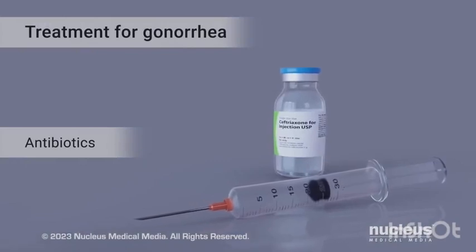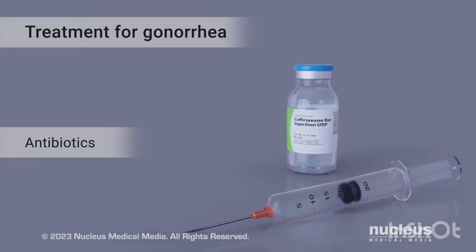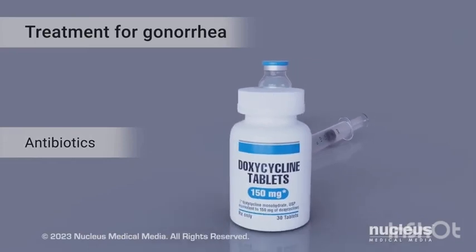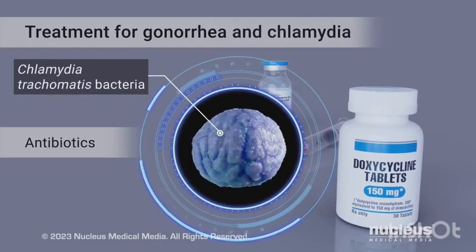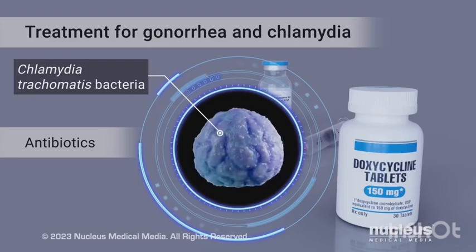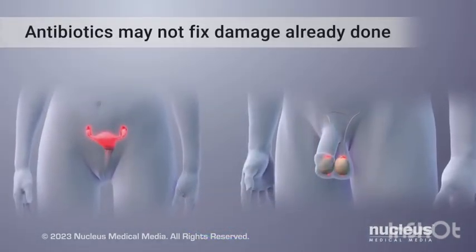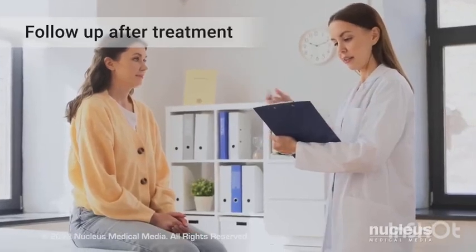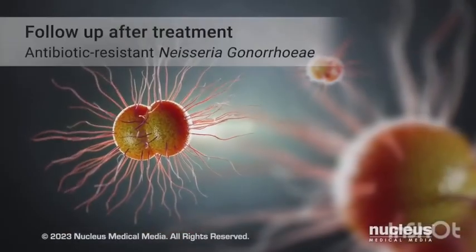The good news is that gonorrhea can be treated successfully with antibiotics, such as ceftriaxone. You may also be prescribed a second antibiotic, such as doxycycline, to treat possible infection with another sexually transmitted disease called chlamydia. People who have gonorrhea are often infected with chlamydia at the same time. It's important to know that treatment may not fix any damage the disease has already done to your body. After treatment, it's important to follow up with your doctor to confirm the infection has cleared, because some bacteria have become resistant to antibiotics.